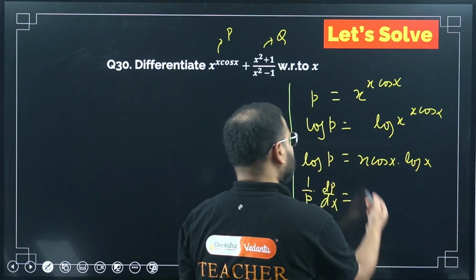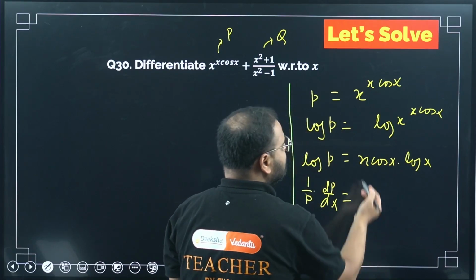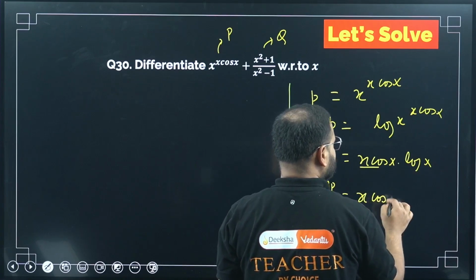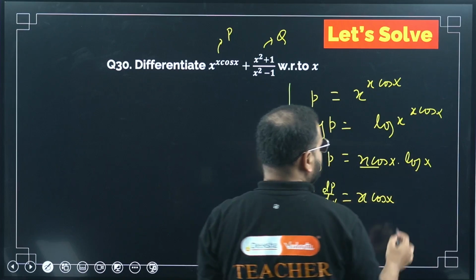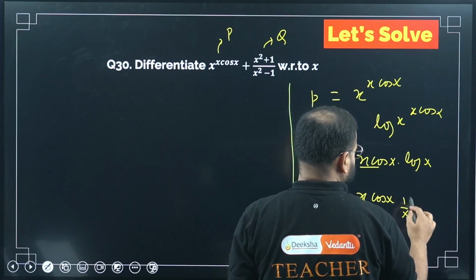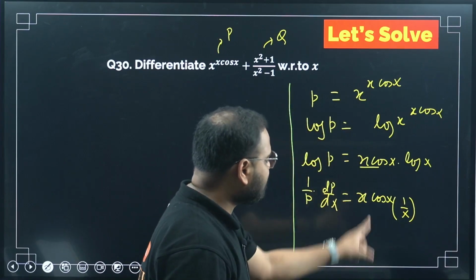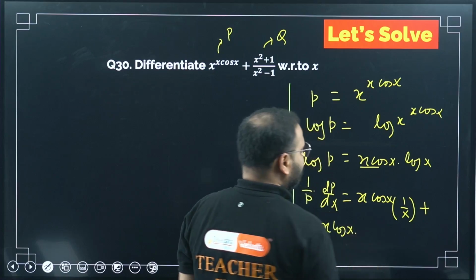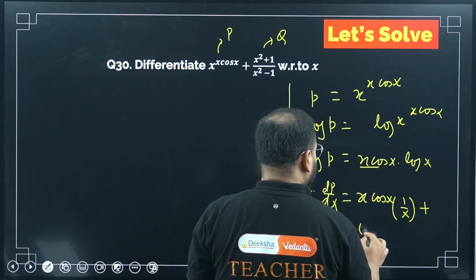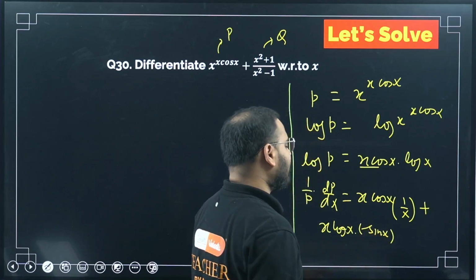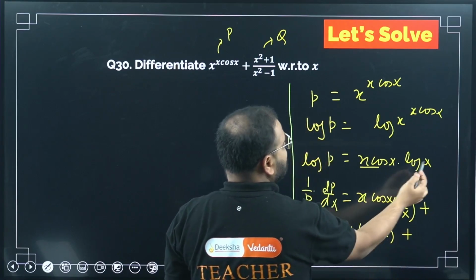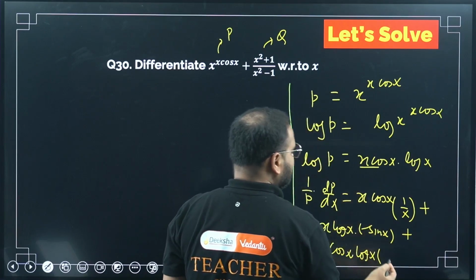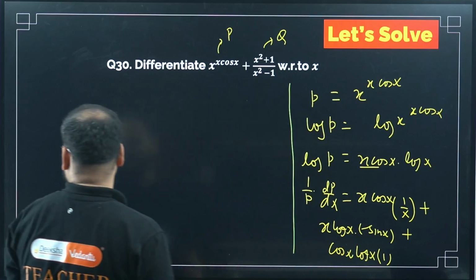Let's keep this as it is. Do for log x: I'll keep x cos x as it is. For log x, what's the derivative? 1 by x. Now I'm going to keep x log x as it is, and for cos x, the derivative is minus sine x. Then I keep cos x log x as it is. For x, what is it? Simply 1. Please check.